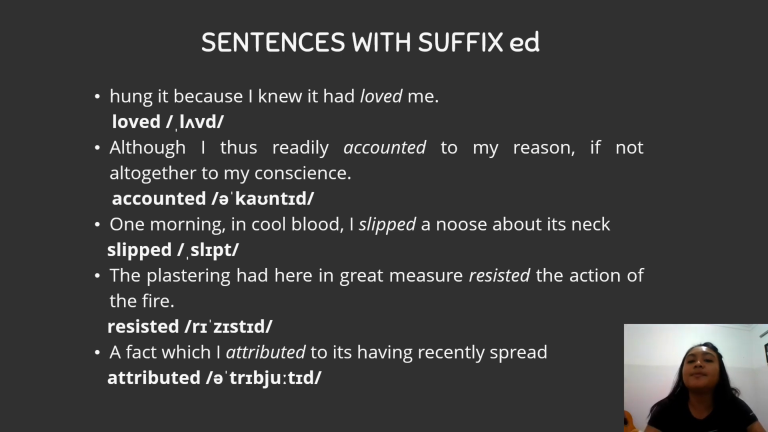Like I told you from the previous explanation, ed also has three sounds that are different, that ending with the, ed, and the. Unfortunately, I used all of them because from the first one, loved, it ends with the, and then the second one, accounted, it ends with ed, and then the third one, slipped, it ends with the, the fourth one, resisted, it ends with id, and then the last one, it also ends with id. Jadi meskipun sama-sama menggunakan suffix ed, tapi output atau ending yang dikeluarkan itu bunyinya berbeda-beda.